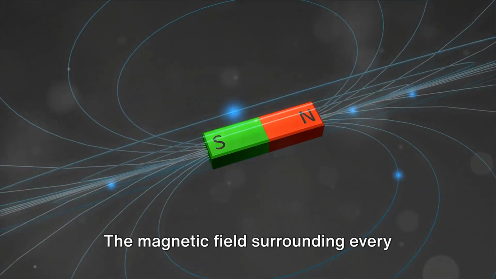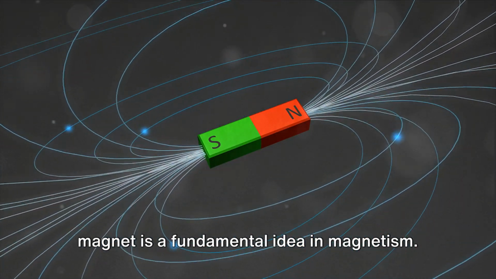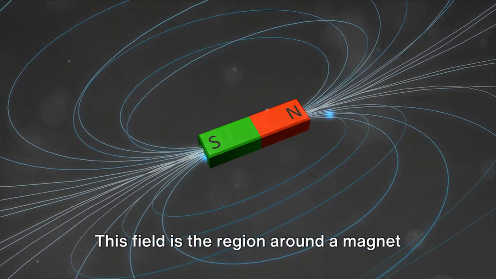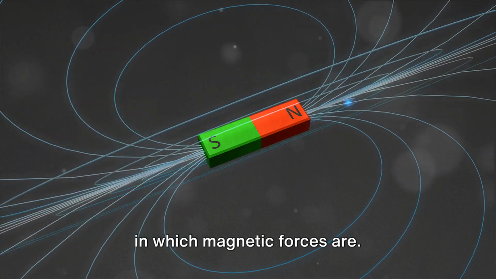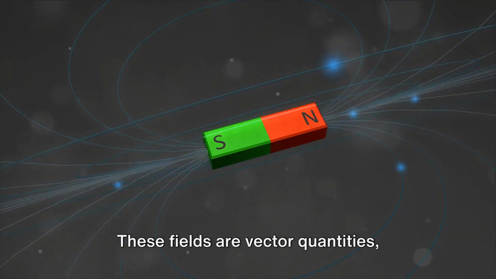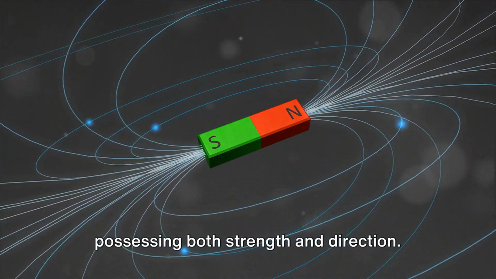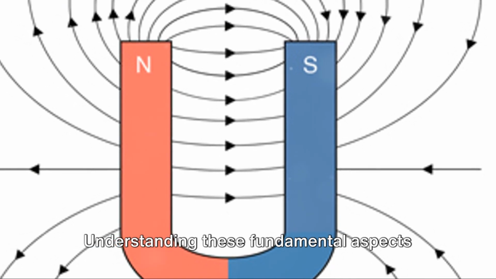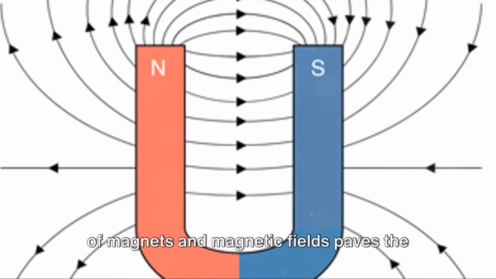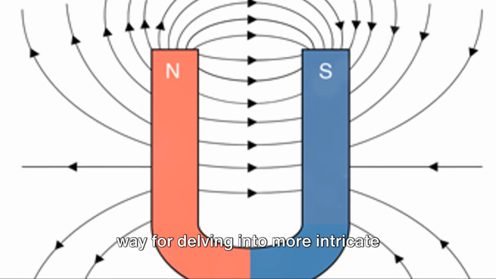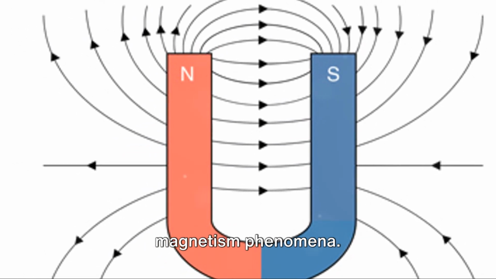The magnetic field surrounding every magnet is a fundamental idea in magnetism. This field is the region around a magnet in which magnetic forces are felt. These fields are vector quantities, possessing both strength and direction. Understanding these fundamental aspects of magnets and magnetic fields paves the way for delving into more intricate magnetism phenomena.